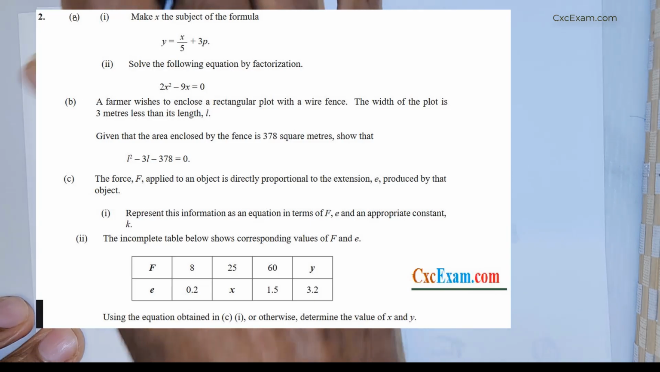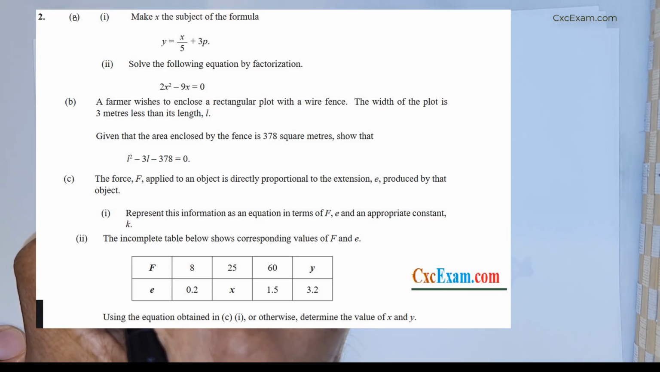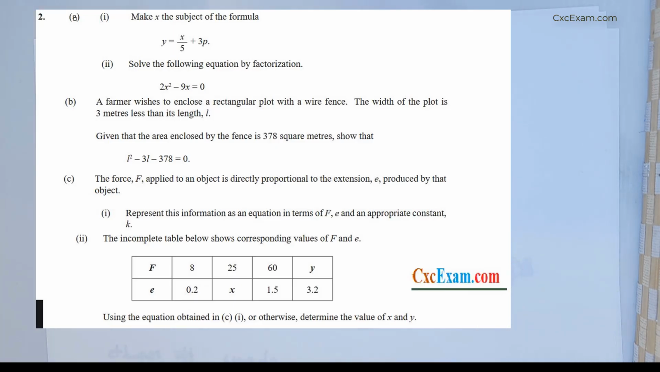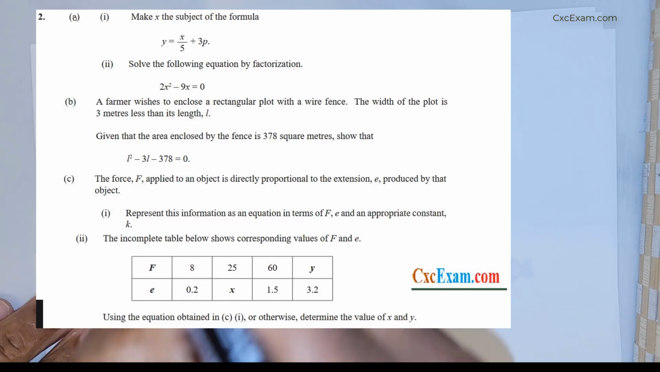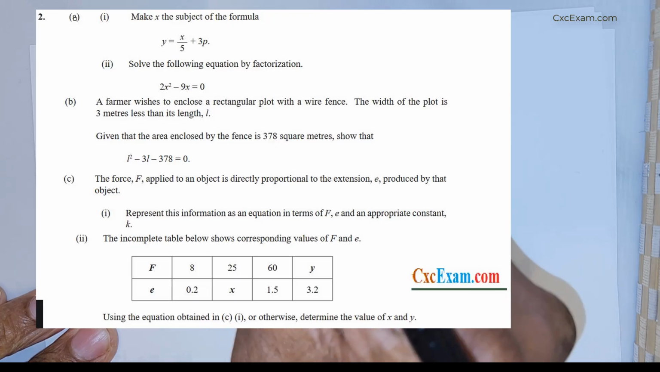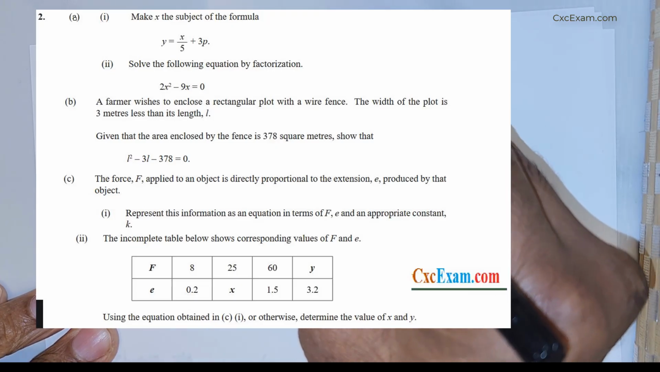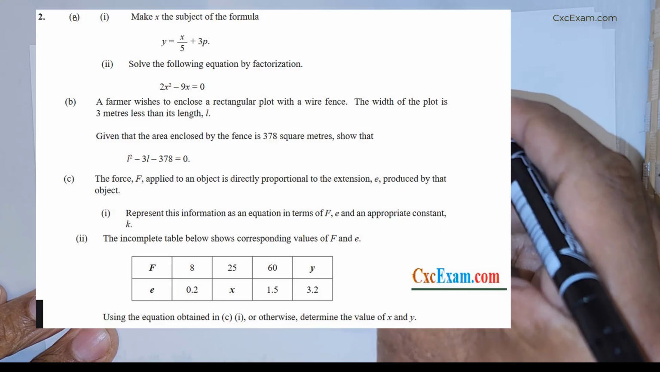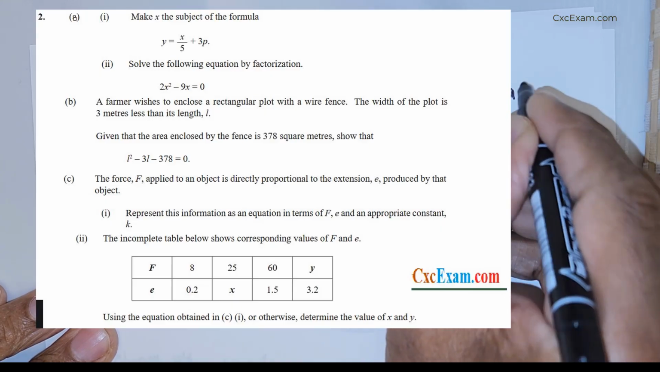Okay, so this is question 2A. Let me write the question. Make x the subject of the formula.